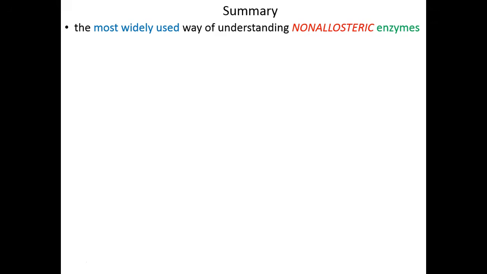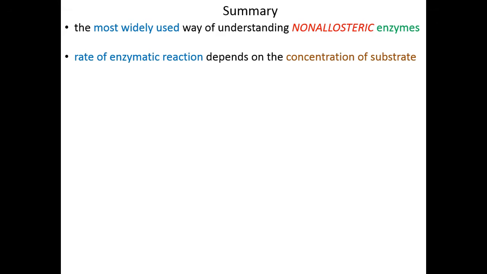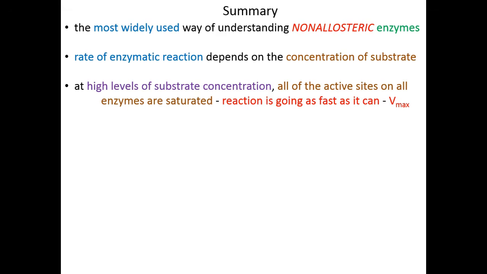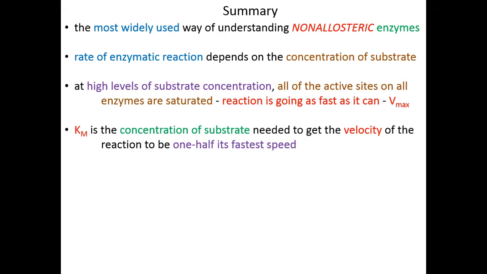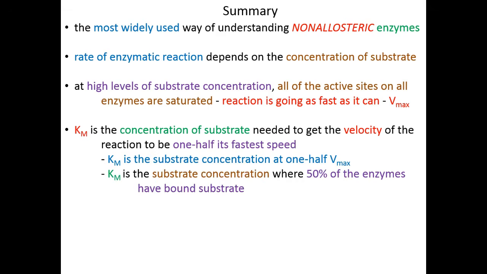So to summarize what we talked about in this chunk, we first introduced Michaelis-Menten enzyme kinetics as the most widely used biochemical way of understanding non-allosteric enzymes. We then said that the rate of enzymatic reactions depends on the concentration of substrate. At low concentrations, the more substrate you add, the faster the reaction will go. At high levels of substrate concentration, however, the enzymes are saturated. The enzyme is going as fast as it possibly can, and that's Vmax. Km gives us information about the quality or efficiency of substrate binding, and Km is the concentration of substrate needed to get the velocity of the reaction to half Vmax, or half its fastest speed. So Km is the substrate concentration at 1/2 Vmax.